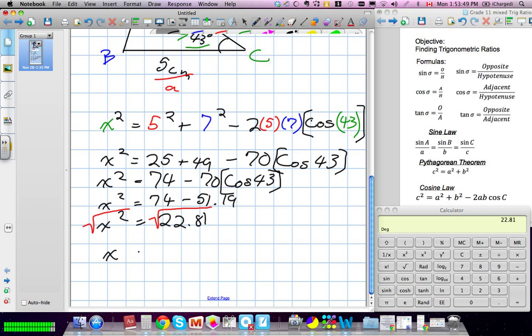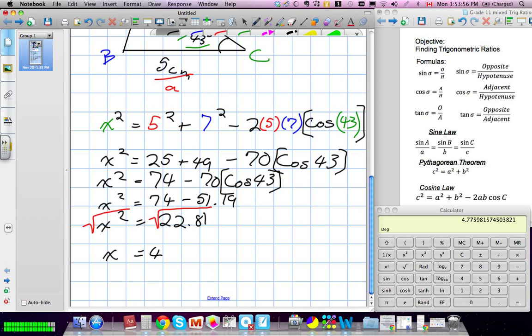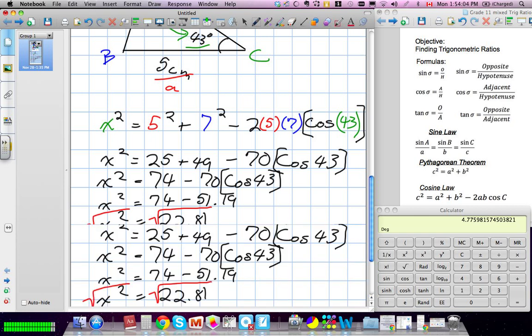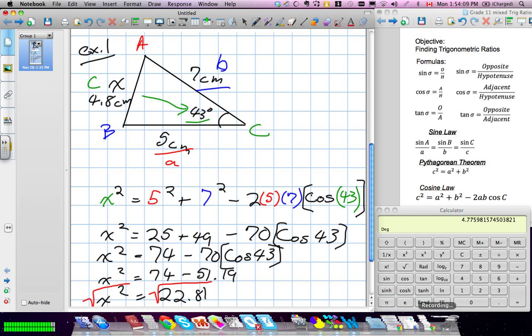I'm left with x is equal to 4.77. And if I asked you to round it, you can say x is approximately 4.8 centimeters. So in this question we had above, our side x is 4.8 centimeters.